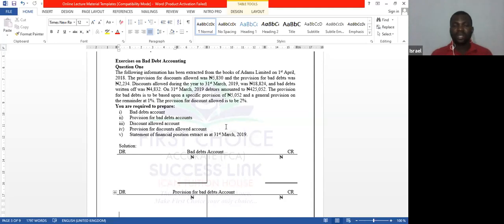So let's start. The first thing you are going to do is, whenever they give you opening balance, you need to take the opening balance to the respective account and post it there. And from there, you can now move and adjust some additional information. Okay, now let's go.